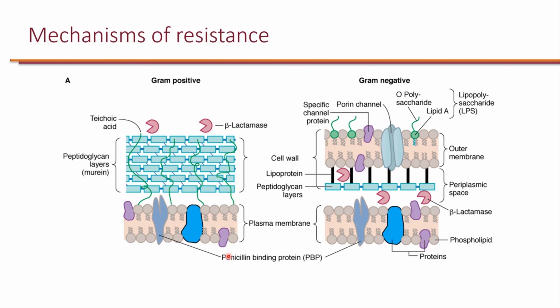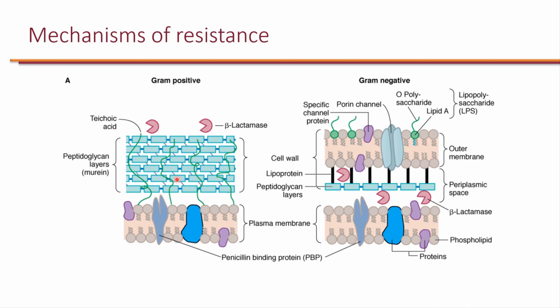Now, let's compare gram-positive and gram-negative bacteria. On the left, we can see gram-positive, which only has the inner plasma membrane. There is no outer membrane. On top of the membrane is the peptidoglycan layer. With gram-negative, there are two layers. There's the inner and outer membrane, and between the two membranes, there is a small layer of peptidoglycan.